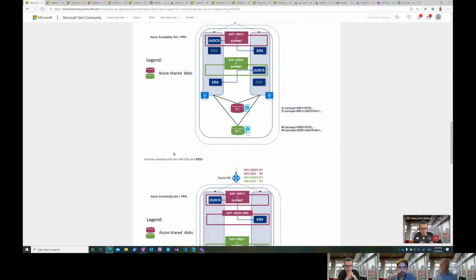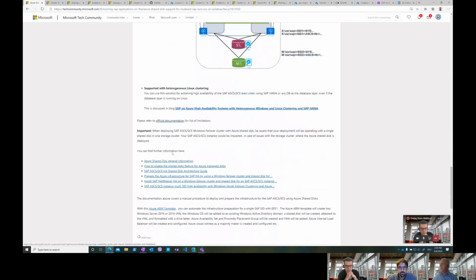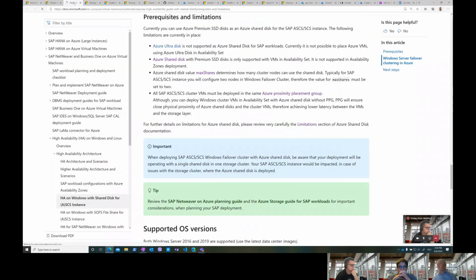Let's jump to the limitations. So here in the blog, basically we have "please refer to official documentation for a list of limitations." There are two parts. There's a limitation that the SAP owner, like Jürgen Thomas, would put, and there's also a limitation that the Azure program management, independently of SAP, would put or not.